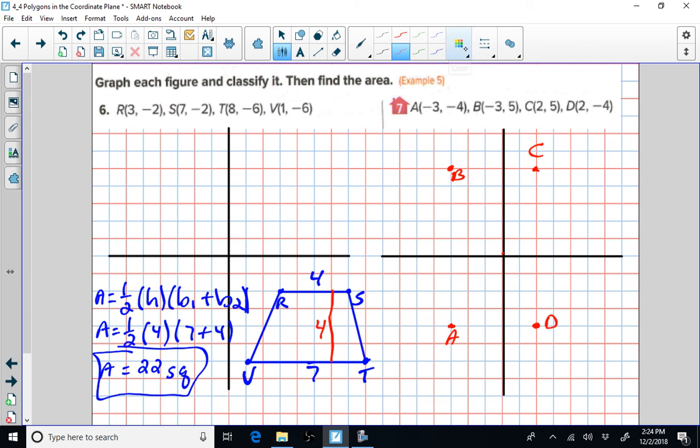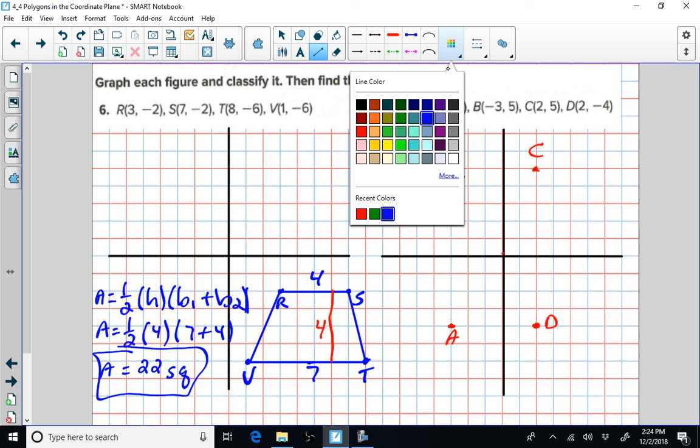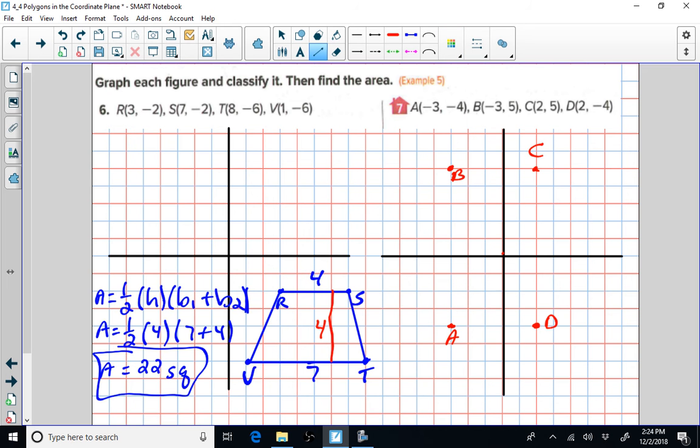We connect our points. Alright, I'll use red. We go here. A little long. Go here. And here. Alright, and in order to find the area, we need to know the length of each segment.